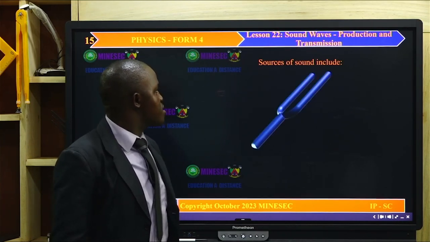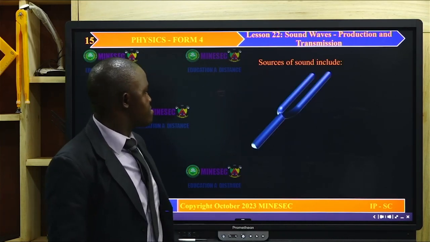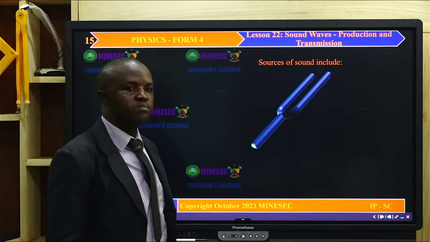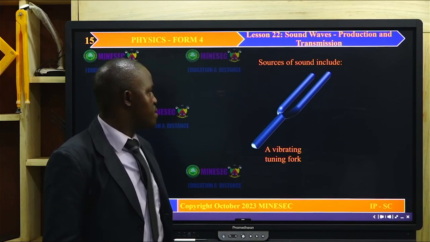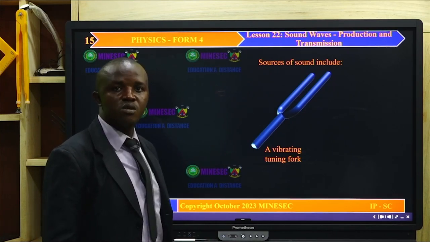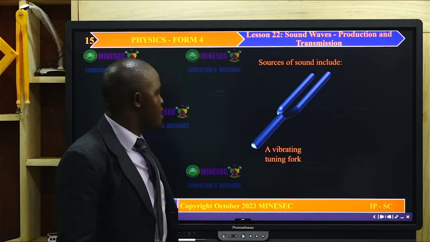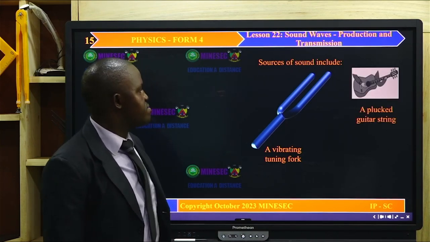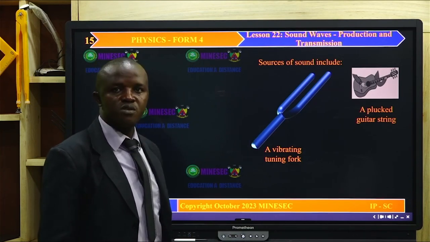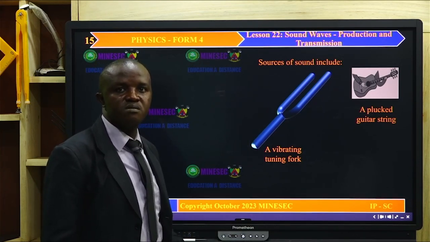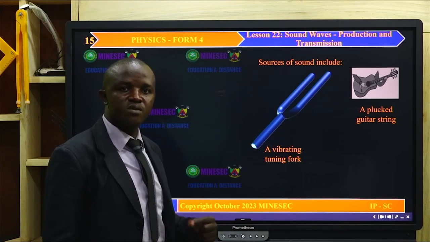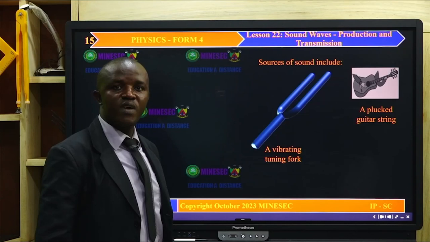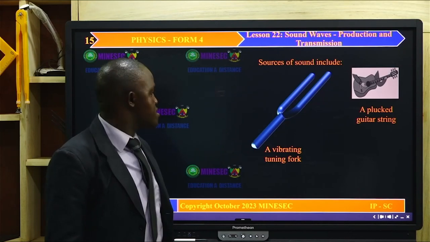So sources of sound include this. They call it a tuning fork, a vibrating tuning fork. If it is not vibrating, it is not a source of sound. But if it is vibrating, it is a source of sound. Then a plucked guitar string. If you pluck a guitar string and release it, it will vibrate and produce sound. As it is vibrating, it is a source of sound. The instant it's not vibrating, it's actually not a source of sound.